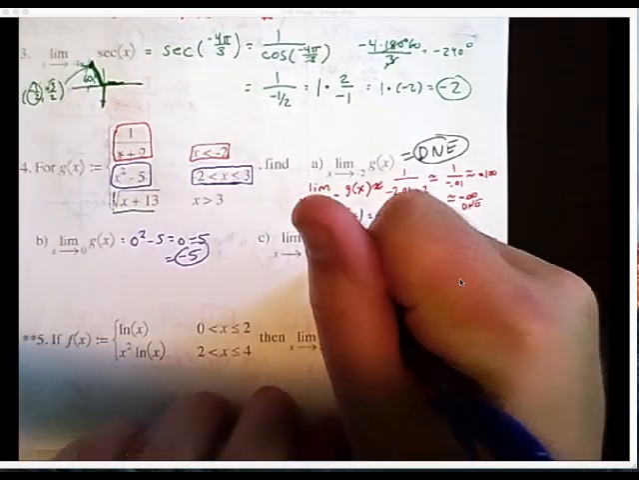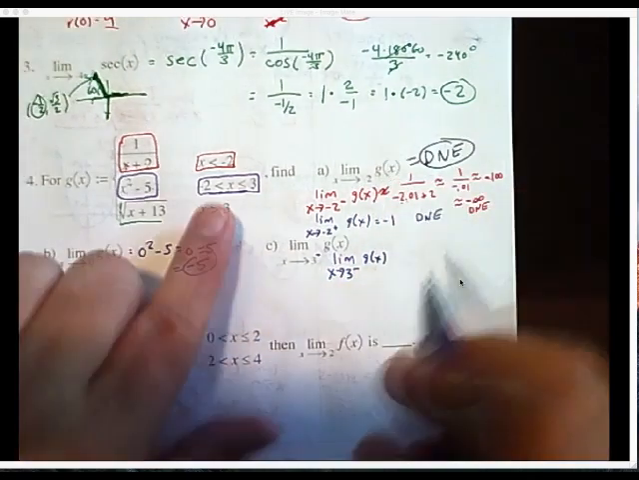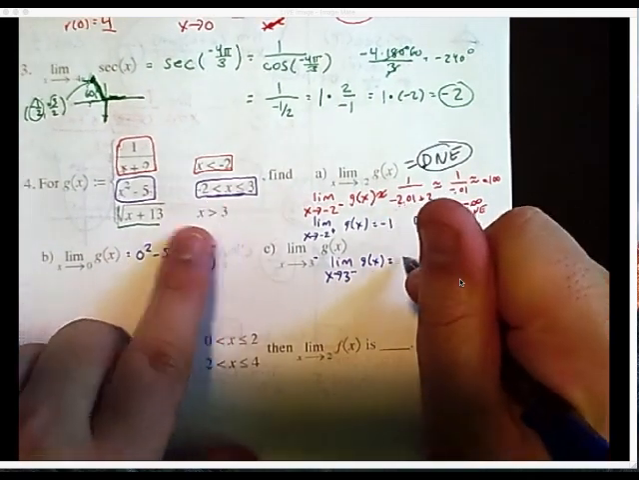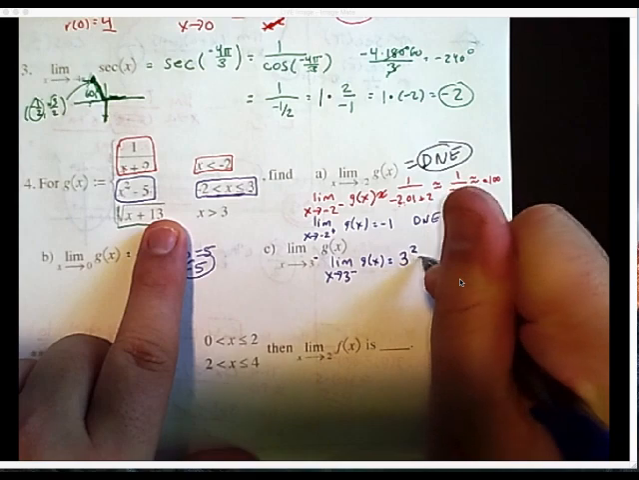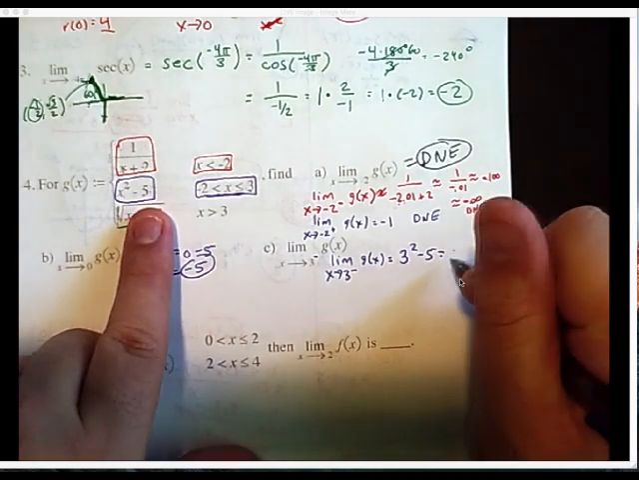So as I approach 3 from the left, I would be using the middle function here, and I would just be plugging in 3 to the middle function. 3 squared minus 5, 9 minus 5, which is 4.